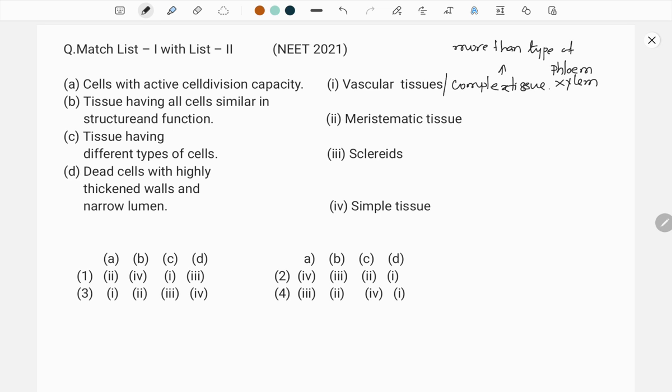Next, I go to simple tissue. A simple tissue is that which has only one kind of cells. I am taking the first line under simple tissue in the NCERT textbook, that is one kind of cells. There is only one type of cell present in simple tissues. Three types of simple tissues are there. One is parenchyma, another is collenchyma, and another is sclerenchyma.